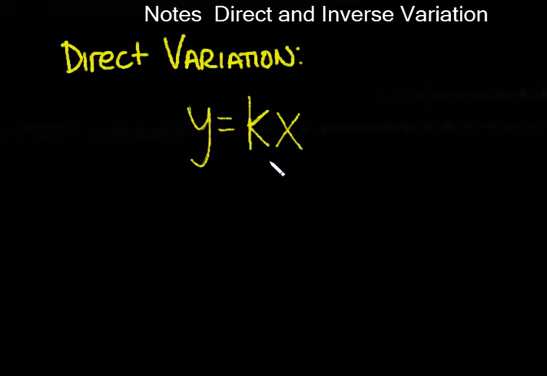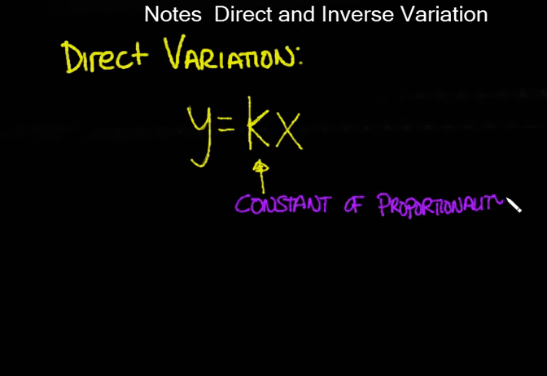Now, instead of having the m there, this k, there's a fancy name for that. That k is called the constant of proportionality. Big word. It just means that's how much a thing changed by.